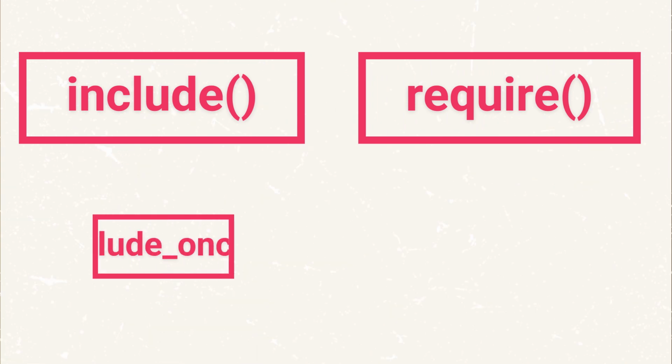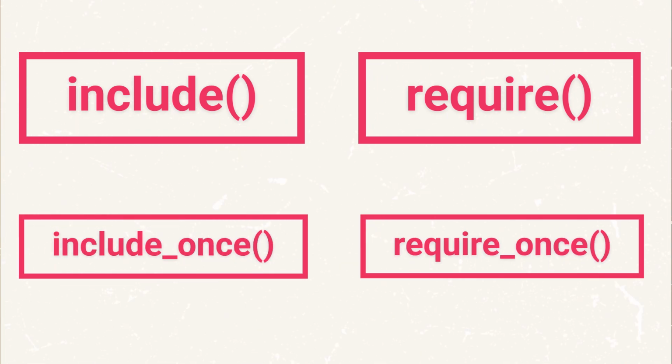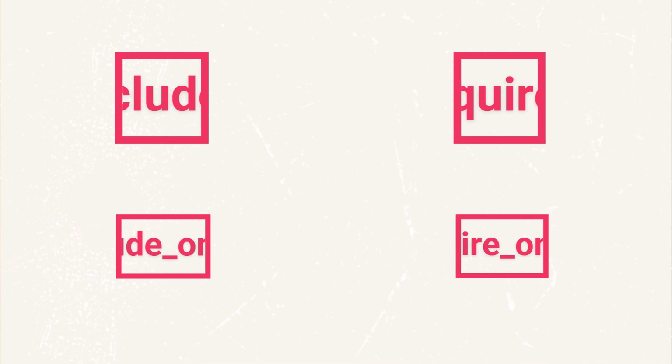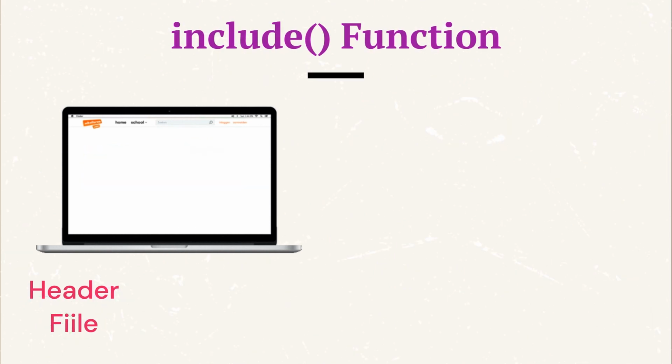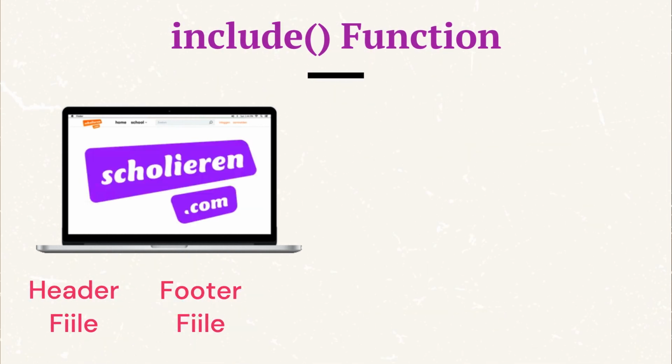PHP has 4 valuable functions that can help to include a file. The functions that are available for PHP file inclusion are include, require, include_once, and require_once. Let us discuss these functions with examples now. The include function includes a PHP file in another PHP file.